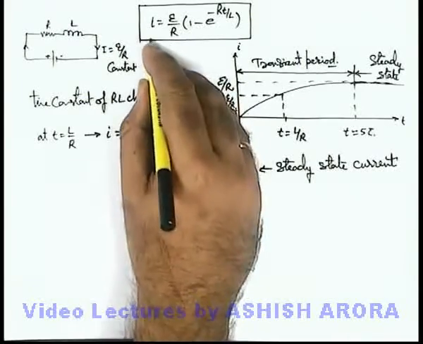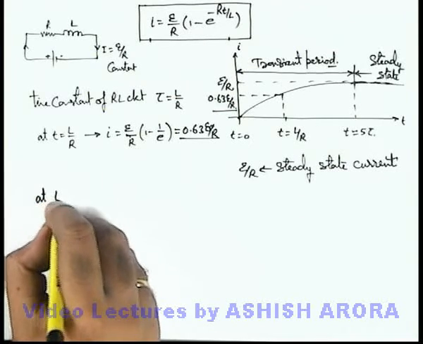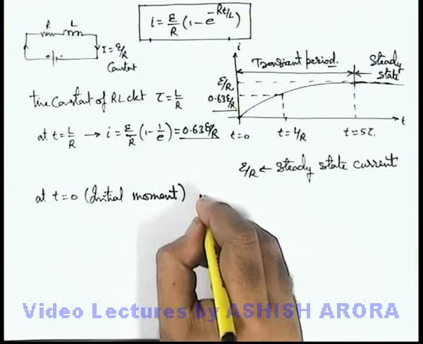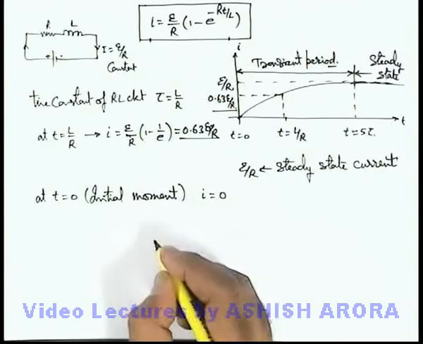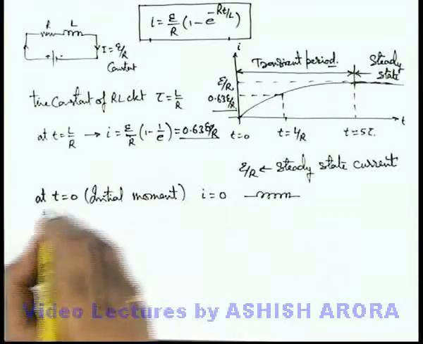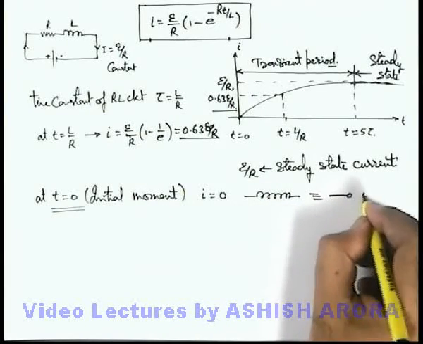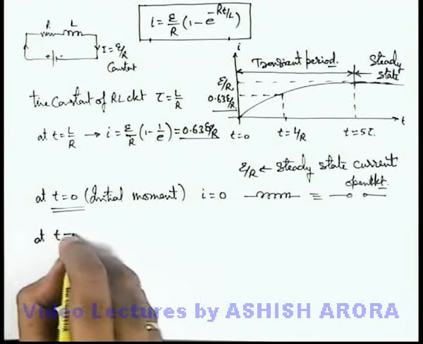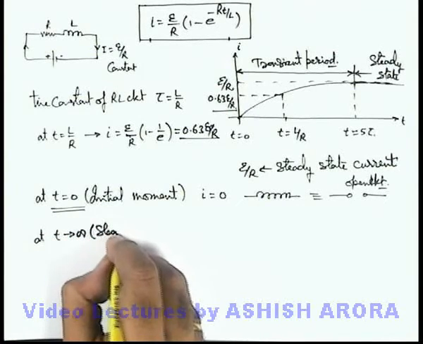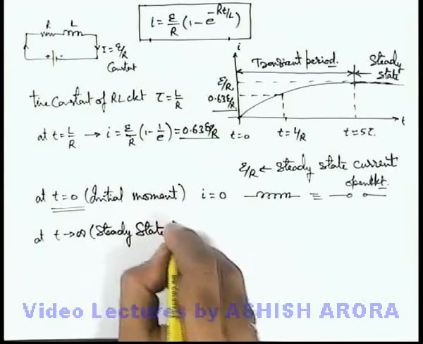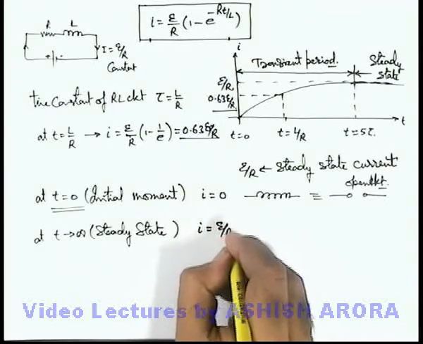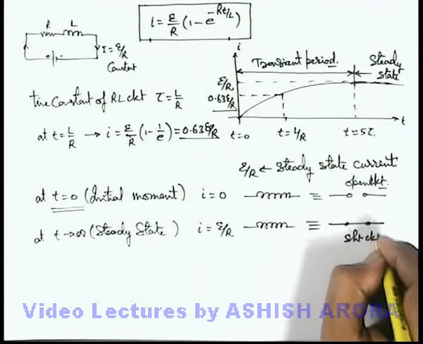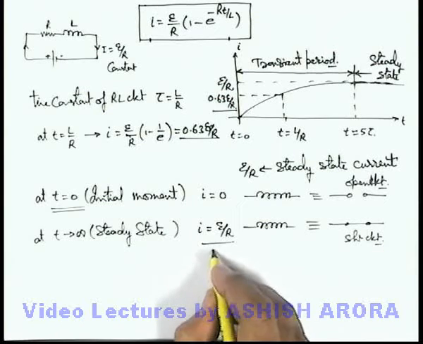One more important thing we can see in this expression is that at t equals 0, the initial moment, the value of current is 0. That means at the initial moment an inductor behaves like an open circuit, and does not allow any current to flow through it. And at t tending to infinity, in a steady state, the value of current approaches E by R. That means in a steady state an inductor behaves like a short circuit, or like a straight wire, because the current has now become a constant value.